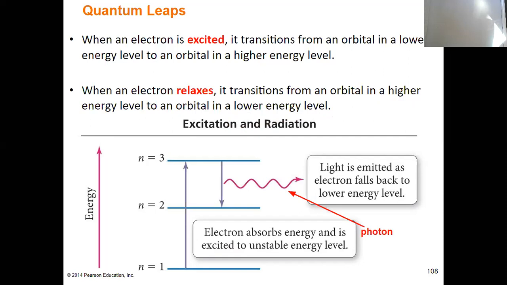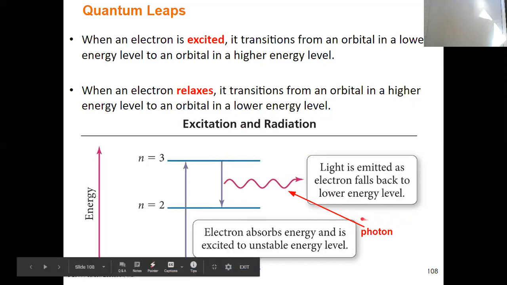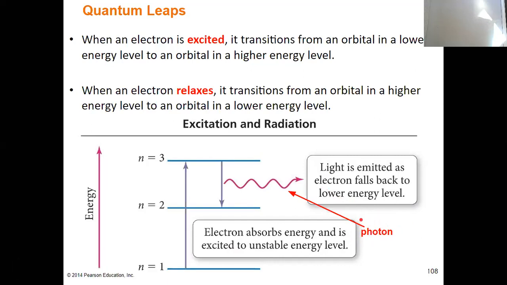When we're excitable, we're going from a low energy level to a high energy level. When we're relaxing, we're going from a high energy level to a low energy level. So it's electrons being just like us, per usual. What we're going to look at here is what happens with the energy. When an electron is relaxing, going from n equals 3 to n equals 2, it is going to a lower energy level. That energy gets released in the form of a photon. So it gets released as light.